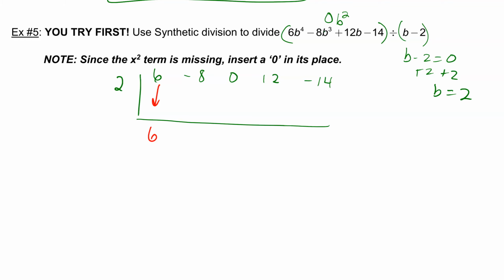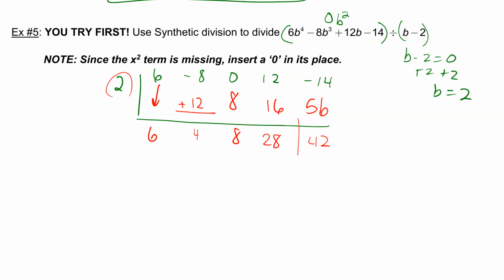Bring down the 6, multiply 2 and 6, which is 12. Add -8 plus 12 is 4. Multiply the 2 and the 4, so you get 8. Add, you get 8. 2 times 8 is 16. Add this, we get 28. Multiply 2 and 28, we get 56. And then if you add those, you get 42.